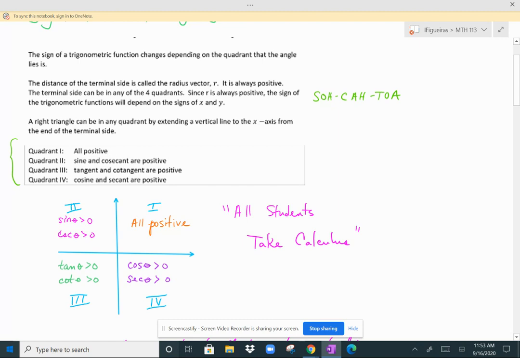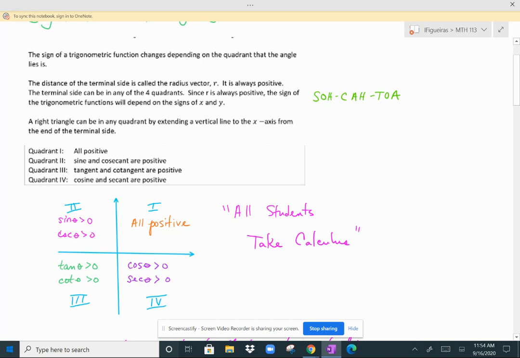In quadrant 3, tangent and cotangent are positive. Again, tangent and cotangent are reciprocals of each other. And in quadrant 4, cosine and secant are positive. Again, cosine and secant are reciprocals of each other.